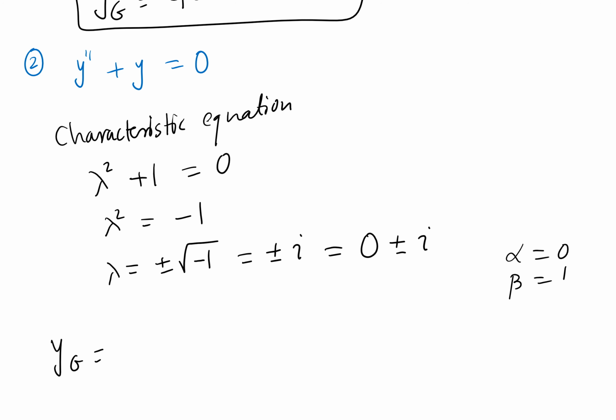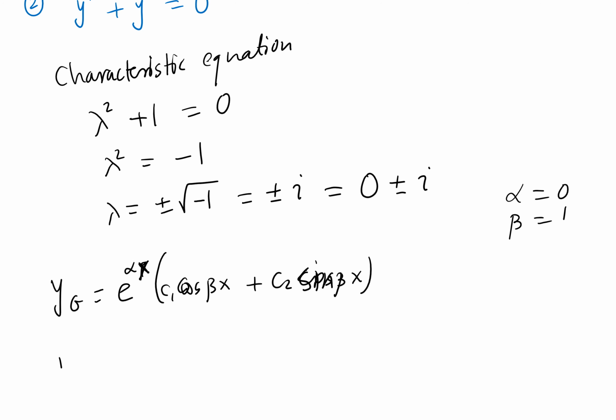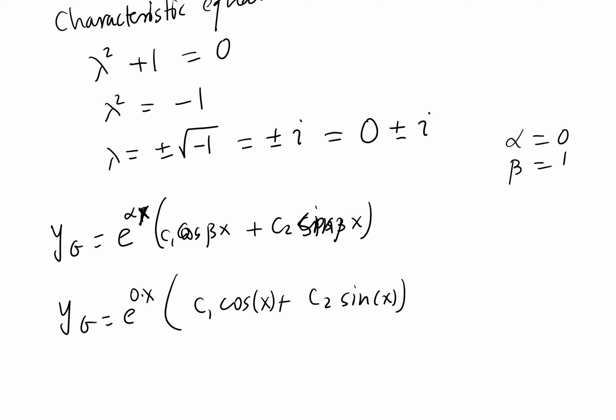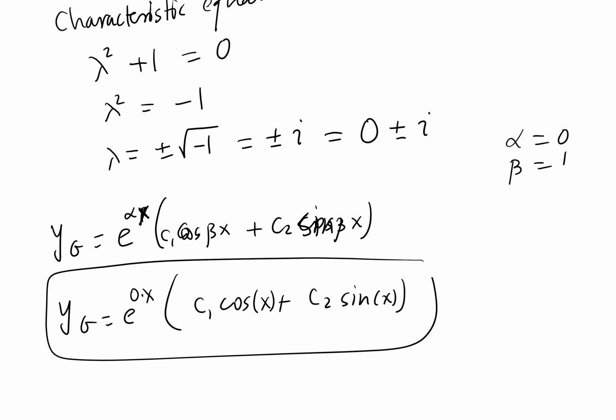The general solution, if you remember, it was e to the alpha x times C1 cosine beta x plus C2 sine beta x. Cosine then sine. So y general is e to the 0x times C1 cosine x plus C2 sine x. e to the 0 is 1. You can leave it like this if you like, or you can get rid of e to the 0.